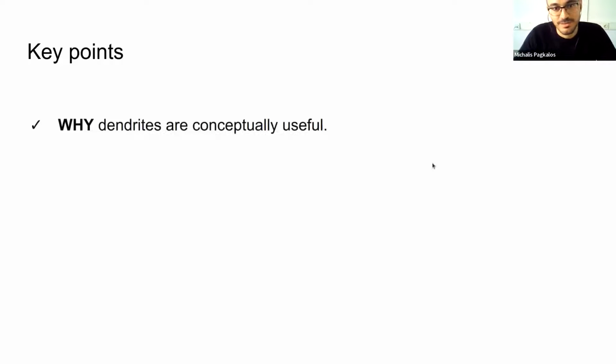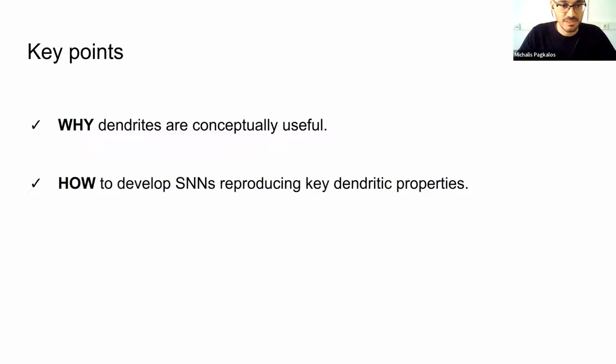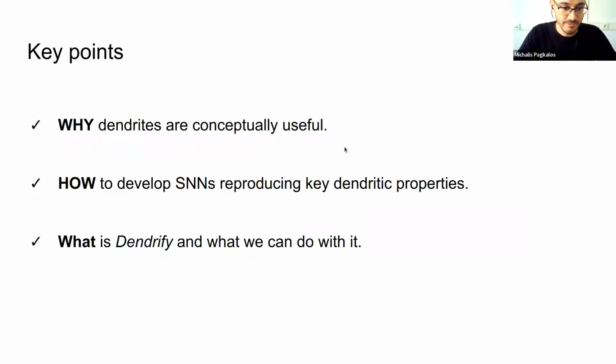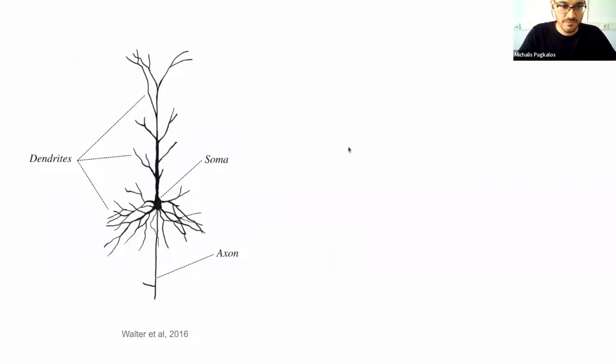So without losing time, today, for the next 20 minutes, I'm going to talk a lot about dendrites. I will start with presenting why we think that dendrites can be conceptually useful and important. Then I'm going to present some strategies on how to develop SNNs that can reproduce accurately some key dendritic properties. And finally, I'm going to present Dendrify, what it is and what we can actually do with that.